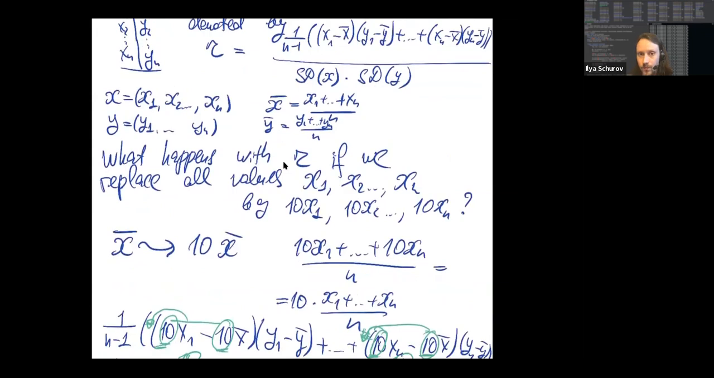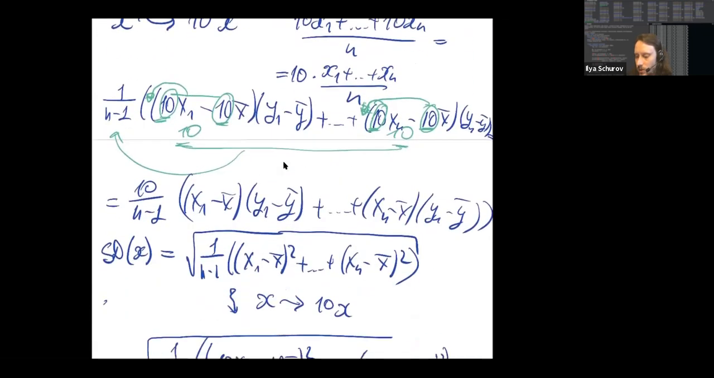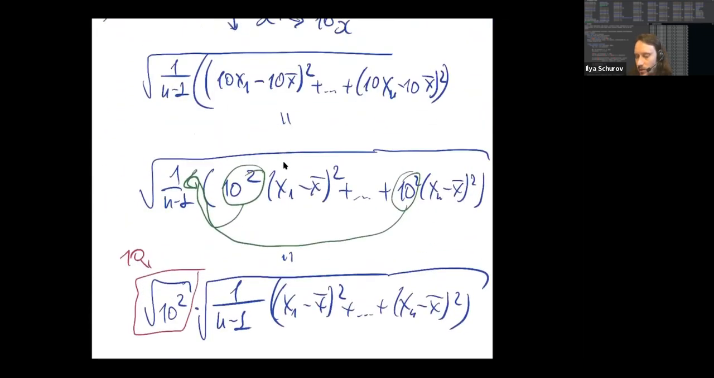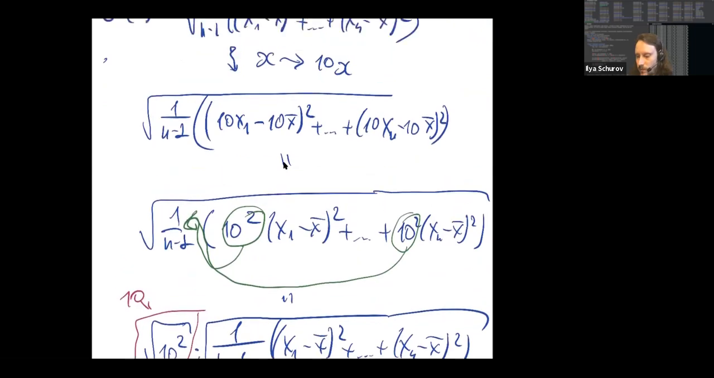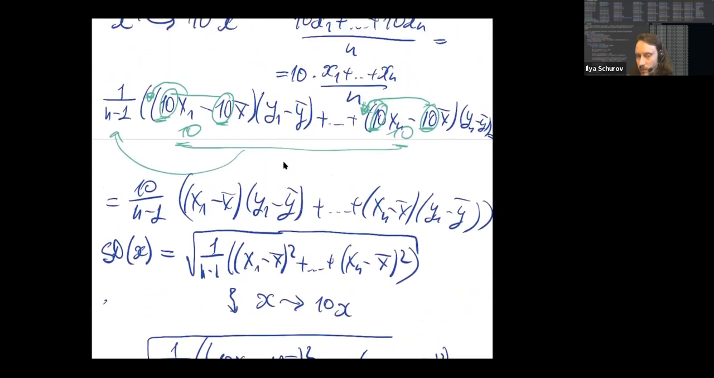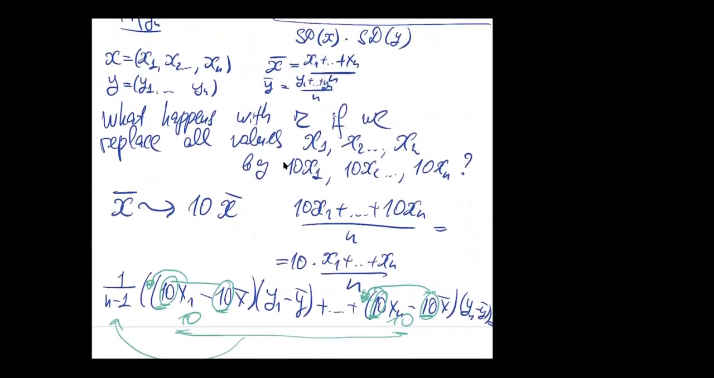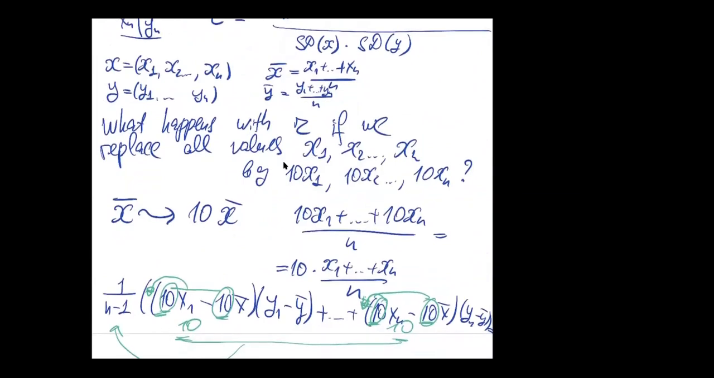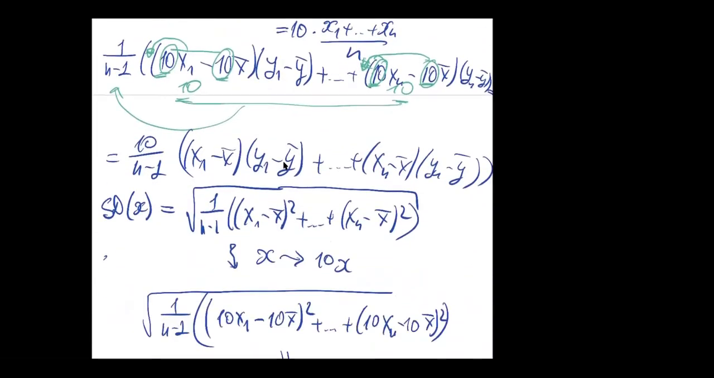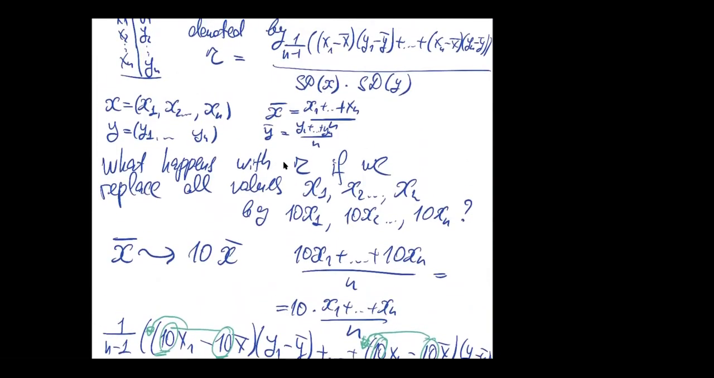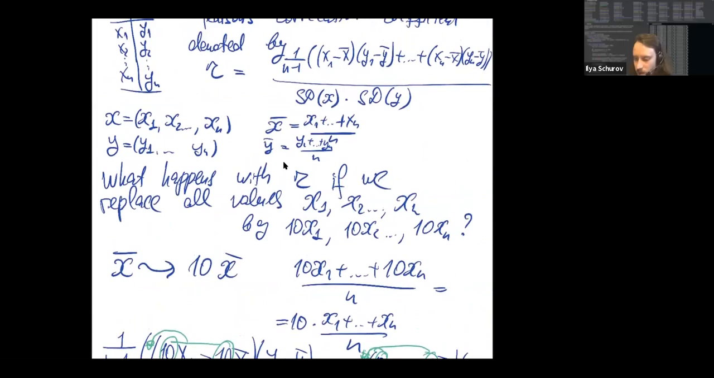So are there any questions about this transformations? Could you repeat your conclusion? If we multiply what by 10, we multiply what by 10? Okay, let me summarize.